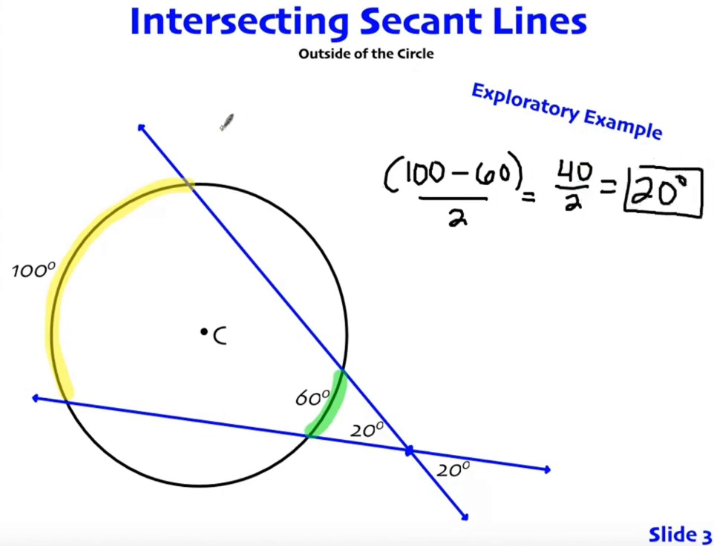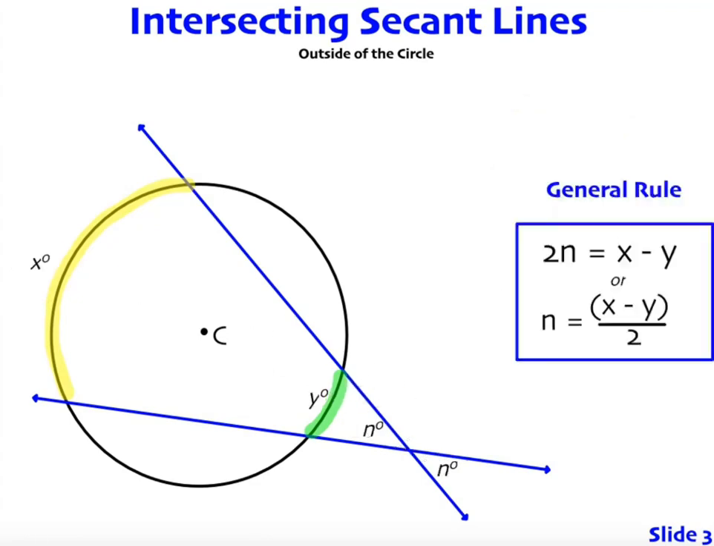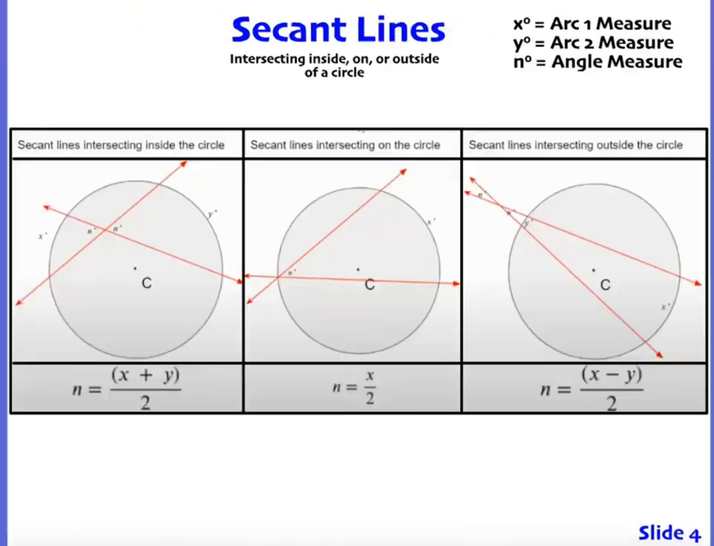So again, when our lines are intersecting outside of the circle, the way that we would find the measurements is by finding the difference of our arcs and dividing by 2. And you can see that through this general rule. In this rule, we have two generic arc measurements. So we'll just say X and Y, we don't know what they are. And when we subtract them divided by 2, it gives us the measurement of our angles.